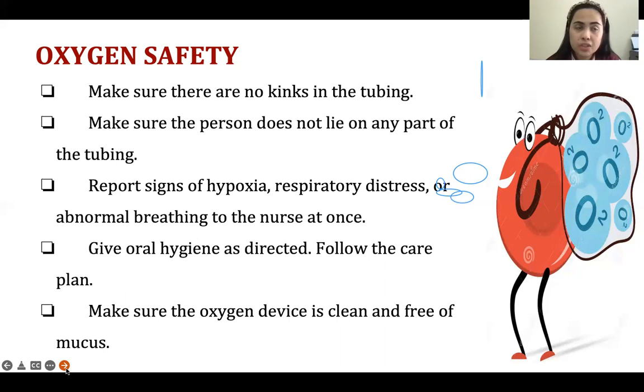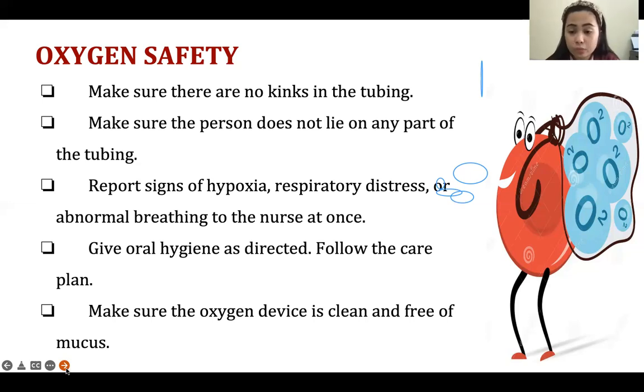If you see that the patient has an oxygen device and is still having dyspnea, hypoxia, respiratory distress, or abnormal breathing, you should report to the nurse immediately. Why? Because it might not be effective for the patient. They might change the oxygen device or they will intubate the patient, worst comes to worst.